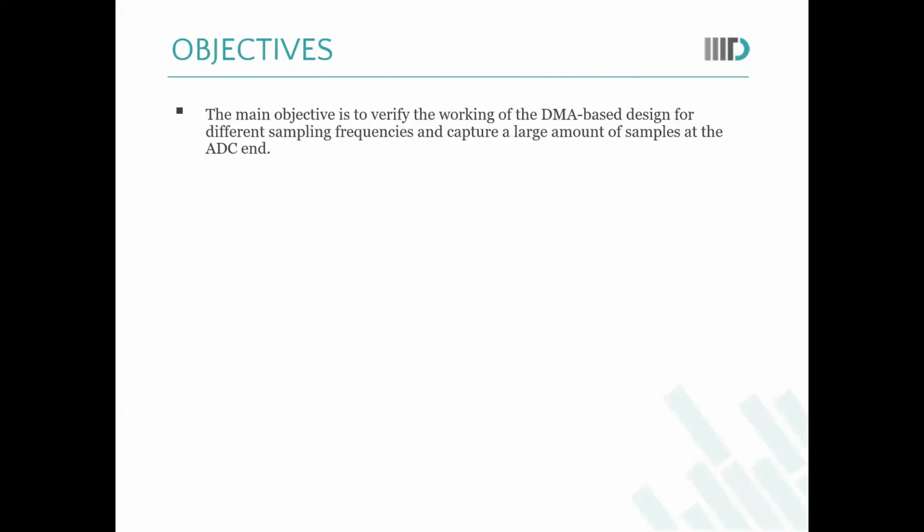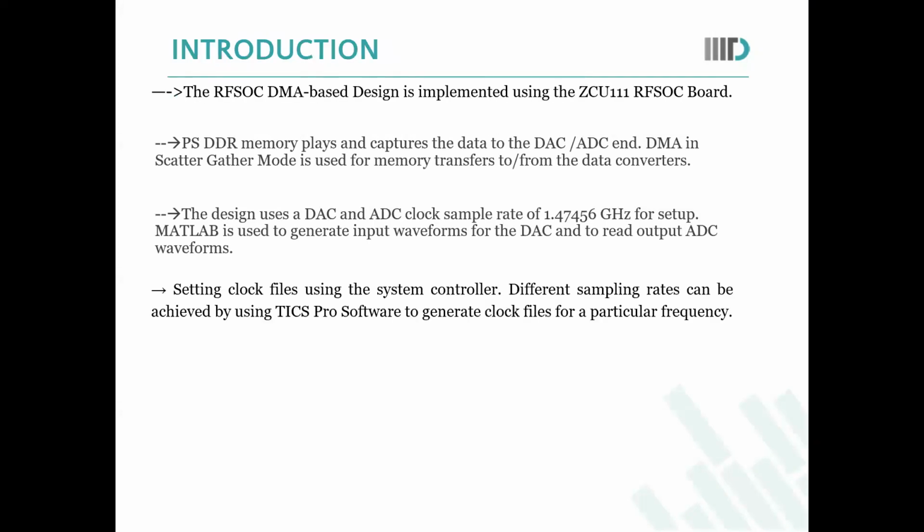using the DMA design. In this design, I am using the PS DDR memory for playing and capturing the data to the DAC and ADC, and the DMA is used in between for the memory transfer to and from the data converter. The DMA can be used in two modes, the simple mode and the scatter gather mode. For this design, we are using the DMA in scatter gather mode.